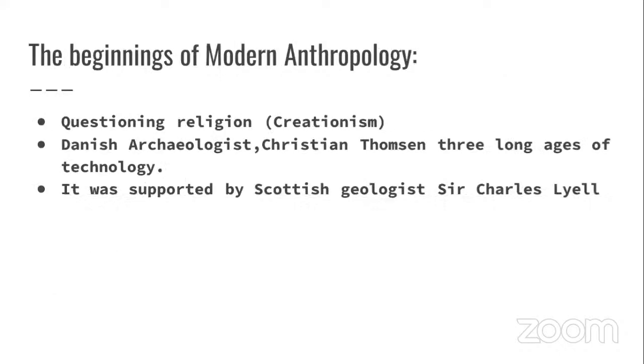So now we move to the beginnings of modern anthropology. It started with questioning religion. Modern anthropology dates back to the 19th century. It came into being along with the development of the scientific acceptance of theories of biological and cultural evolution. So one of the first theories was the theory of biological and cultural evolution.